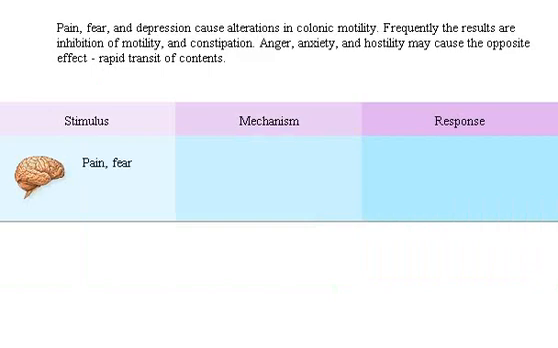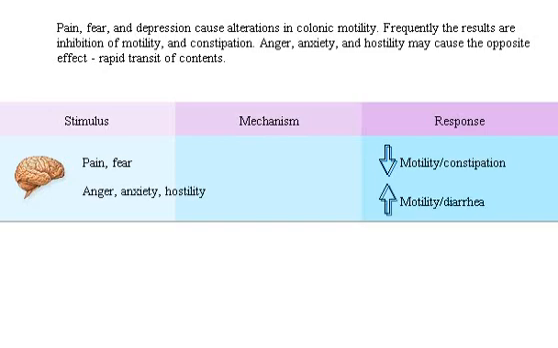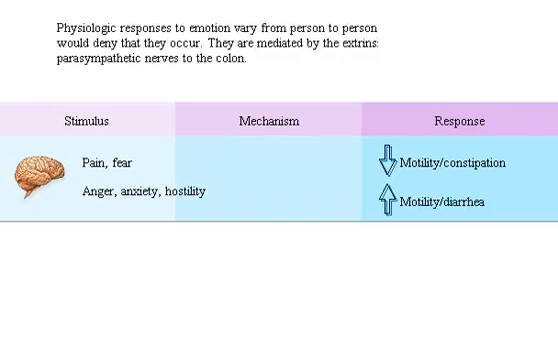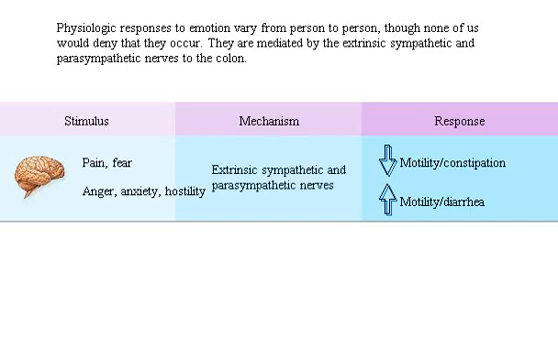Pain, fear, and depression cause alterations in colonic motility. Frequently, the results are inhibition of motility and constipation. Anger, anxiety, and hostility may cause the opposite effect, rapid transit of contents. Physiologic responses to emotion vary from person to person, though none of us would deny that they occur. They are mediated by the extrinsic sympathetic and parasympathetic nerves to the colon.